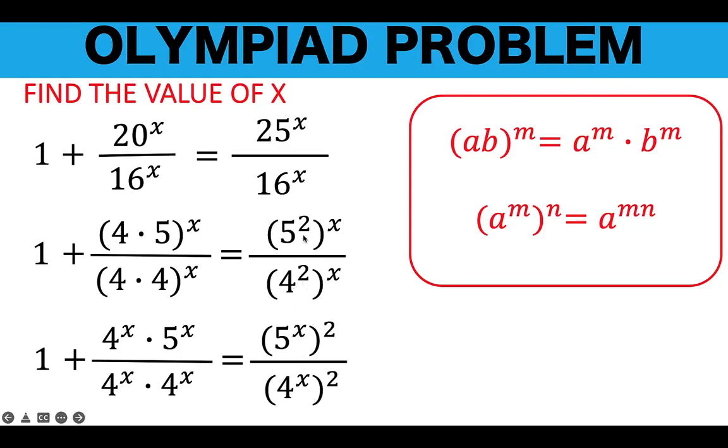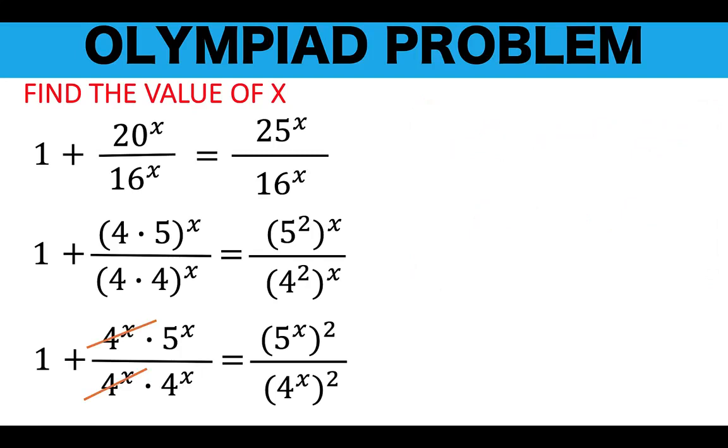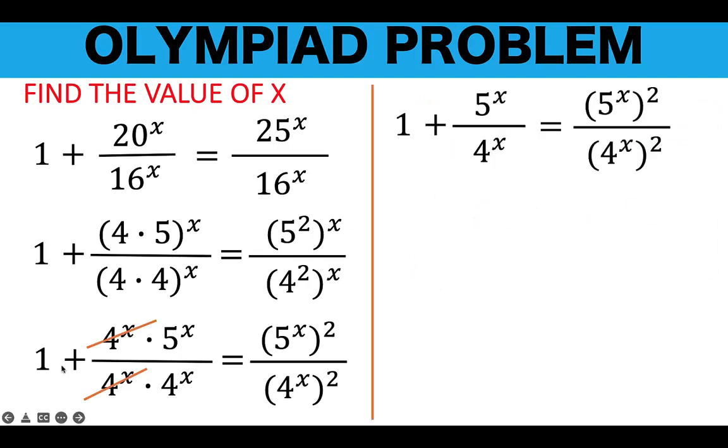Take note that we switch the exponent 2 and x to make it x and 2, both for the numerator and the denominator. The reason behind that is we are going to convert this into an equation that is quadratic in form. But first, let's simplify this. We have here a common factor 4 raised to x in the numerator and 4 raised to x in the denominator, so we can cancel that out. And so we arrive at this equation now. We copy the 1, the second term becomes 5 raised to x over 4 raised to x, and we copy the right side.